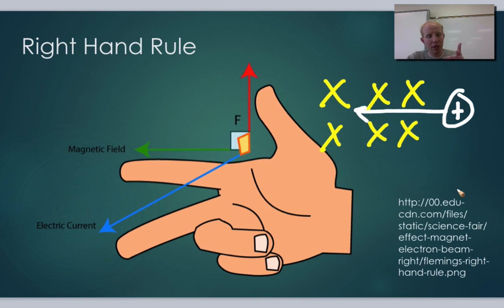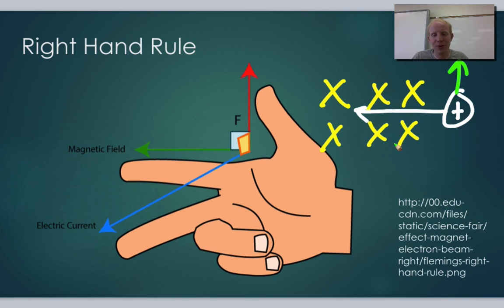But first of all, it's going into the board, so you'll take your magnetic field, your index finger, and point it into the board like that. The electric current flows to the left. So what that means is that the magnetic force will push up. So this charge is going to feel a force in this direction when it goes through that field. Questions on that? So there's our right-hand rule. That's how it works.